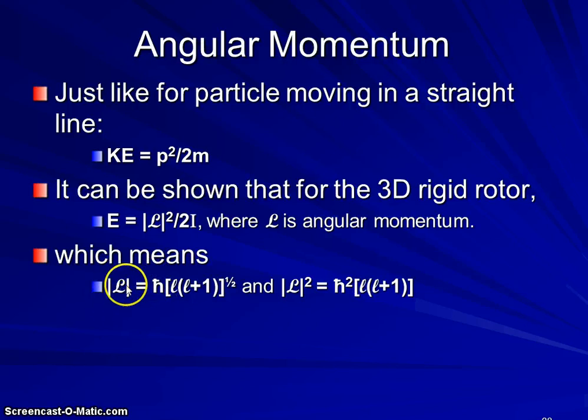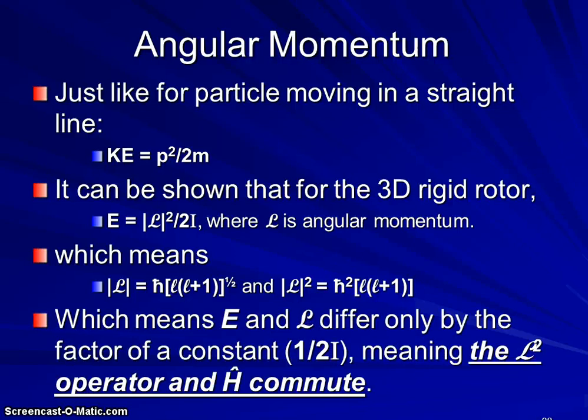So that means the absolute value of the angular momentum is going to be the square root of L times L plus 1 times h bar, and that means that the angular momentum squared is going to be h bar squared times L times L plus 1, which means that energy and angular momentum only differ by a factor of a constant, 1 over 2 times the moment of inertia. So L squared and the Hamiltonian operators commute.